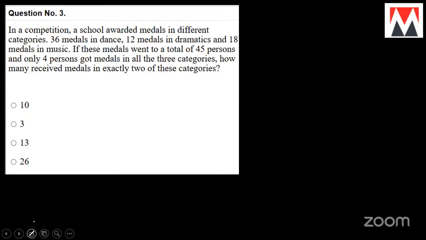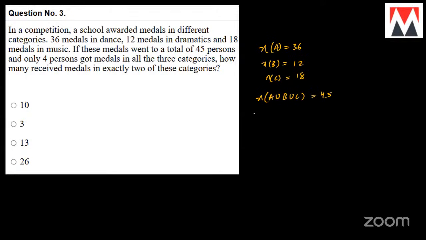So if you see, it is given as in dance. If you consider A as dance, you get n of A as 36, n of B for dramatics as 12, and n of C for music as 18. These medals went to 45 persons, so n of A union B union C is 45, and for all 3 categories, you get it as 4. He is asking how many of them received medals in exactly 2 of these categories.